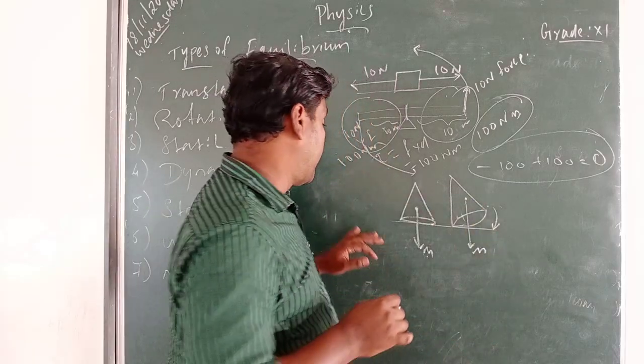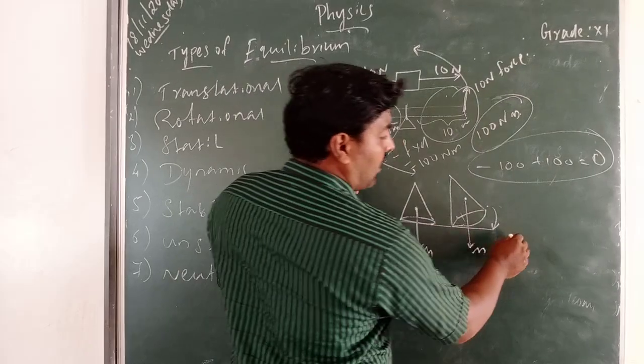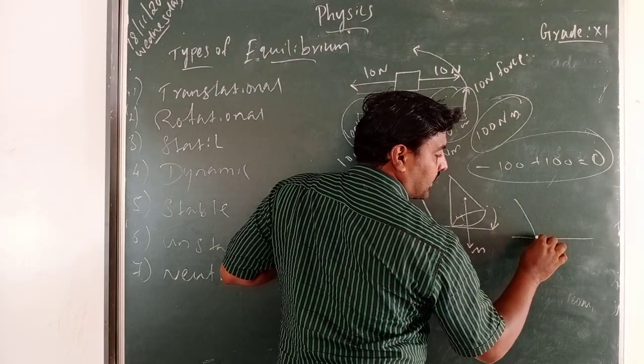Now unstable equilibrium means, you can take up the same cone example. Assume that now you kept the cone in this position.